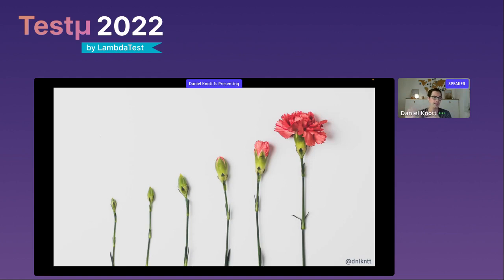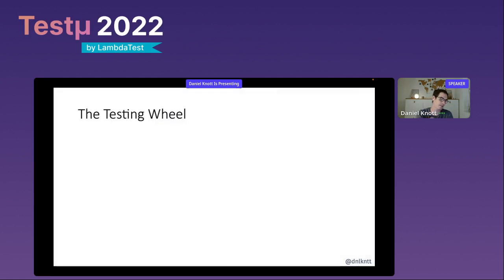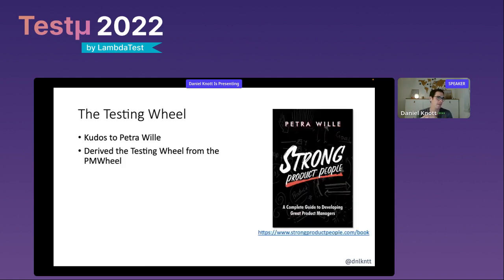And that's where basically the testing wheel kicks in. This is something that I derived. It's a bit of a copycat, I have to say, and I would like to give kudos to Petra Wille. I bet you don't know her. She is a well-known product management expert from Germany, and I derived the testing wheel from the product management wheel. I found out about the wheel when I read her book. It's called Strong Product People.